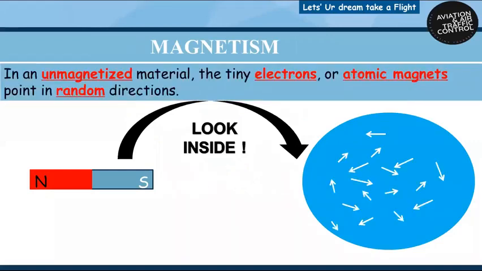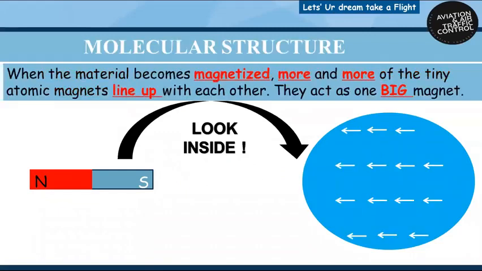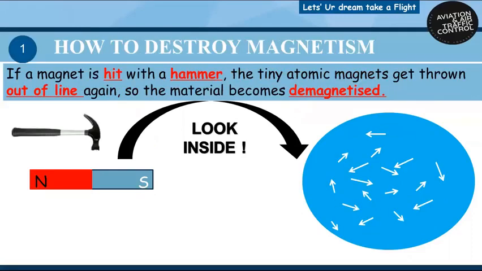In an unmagnetized material, the tiny electrons or atomic magnets point in random directions. When the material becomes magnetized, more and more of the tiny atomic magnets line up with each other. Now, the spins of electrons are acting in the same direction, and they act as one big magnet.